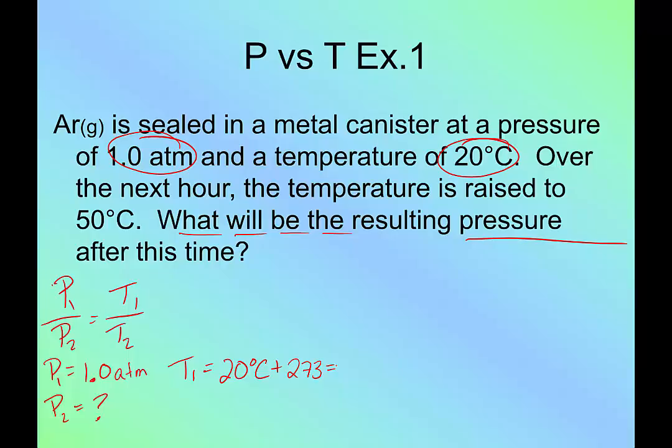The way to get to Kelvins is you just take your degrees Celsius and you add 273 every single time. So I take my 20 degrees Celsius and I add 273, which gives me 293 Kelvins. T2 is the other temperature that's here. 50 degrees Celsius plus 273 gives us 323 Kelvins. Okay? Now that I've listed off everything, I'm just going to plug it right into my formula.